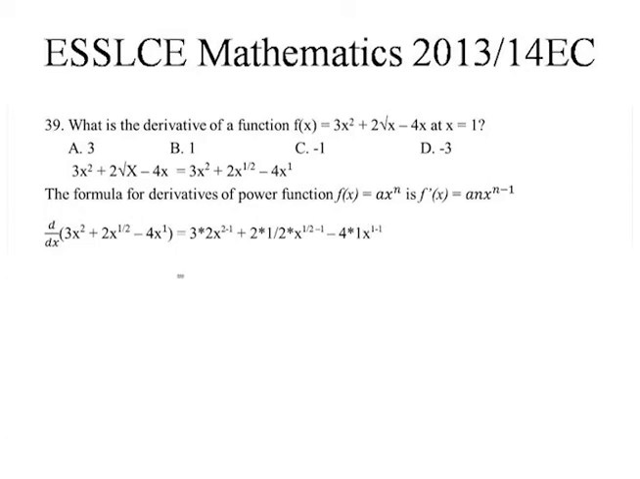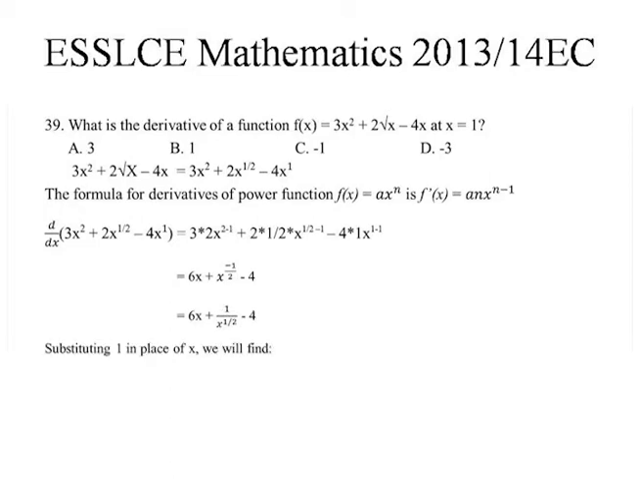3 times 2 is 6 times x to the power of 2 minus 1 is x to the power of 1, that's 6x, plus 2 times 1 over 2, 2 cross out by 2, we are left with x to the power of 1 over 2 minus 1, which is x to the power of negative 1 over 2, minus 4 times 1 is 4, times x to the power of 1 minus 1 is 0, x to the power of 0 is 1, which is equal to 6x plus x to the power of minus 1 over 2, which can be rewritten as 1 over x to the power of 1 over 2, minus 4.